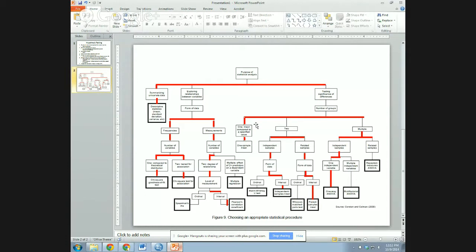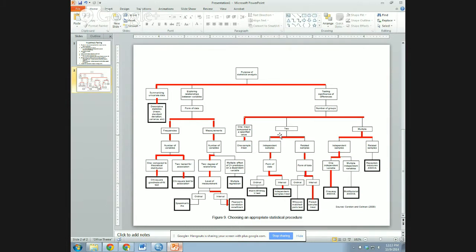A one sample t-test, which compares the mean to a specified value, which typically is the population, so the sample mean to the population mean. We have two samples that are independent, so we would then use an independent samples t-test. And then we have two samples that are related, so we would then use a paired sample t-test. Okay? So we have one and two means.